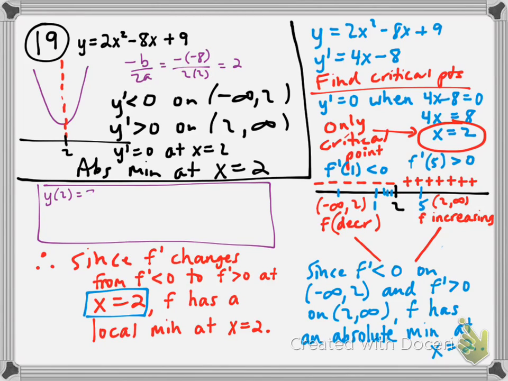y of 2 equals 2 times 2 squared minus 8 times 2 plus 9. And so 2 times 2 squared is 2 times 4, which is 8, minus 16 plus 9. I like to add the 8 and the 9 first and get 17. 17 minus 16, and that's 1. And so what we actually have is an absolute min of 1 at x equals 2.